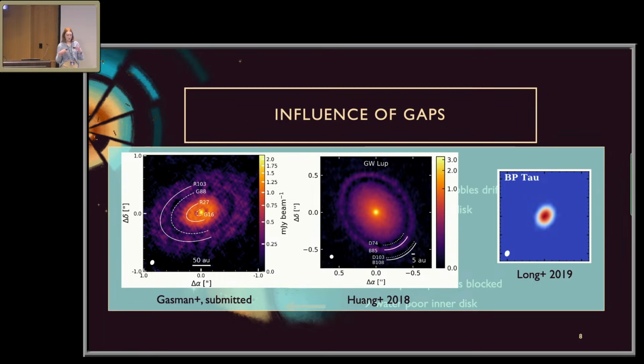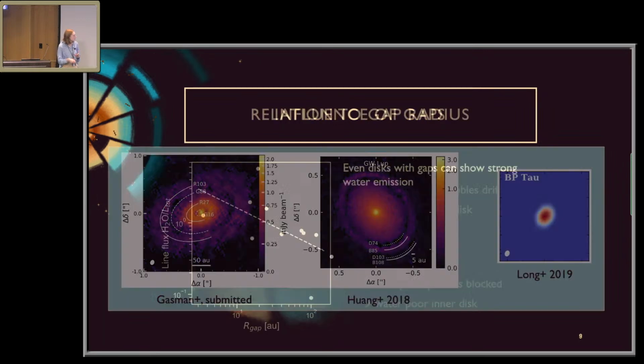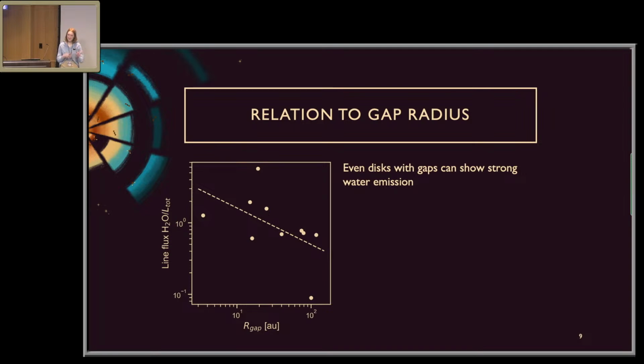So we again look at this blend of line fluxes, and we check the same relationship, but this time with the gap. And something that's very interesting is that, first of all, even disks with a gap can show stronger water emission, but at least for this preliminary plot, this mostly seems to be related to where this gap is located. So the farther out the gap, the lower these line fluxes seem to be.